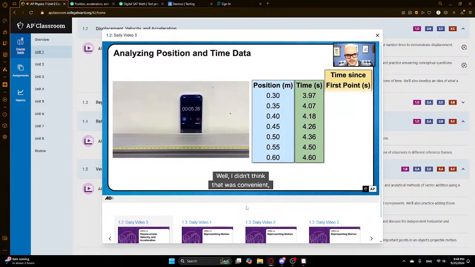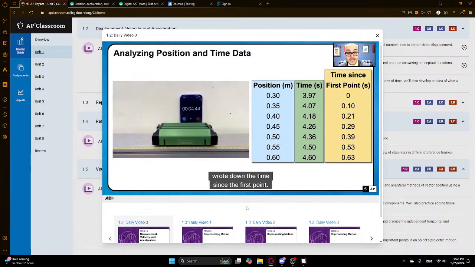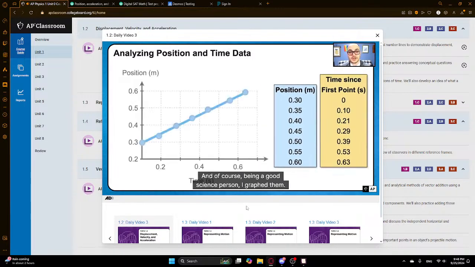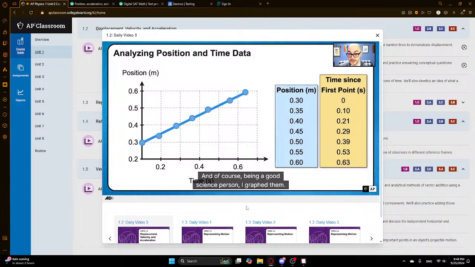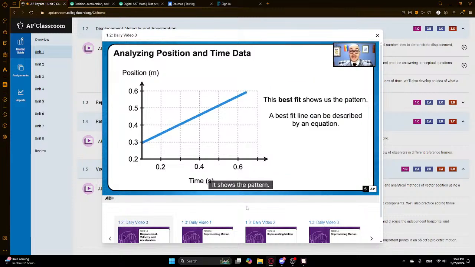Well, I didn't think that was convenient, so I subtracted 3.97 from everything, wrote down the time since the first point. Now I took that left blue column and that rightmost yellow column, and of course, being a good science person, I graphed them. I graphed all of my data and sketched a line of best fit because I saw a pattern. Now a line of best fit is really useful. It shows the pattern. A line of best fit is also useful because it can be modeled by an equation.